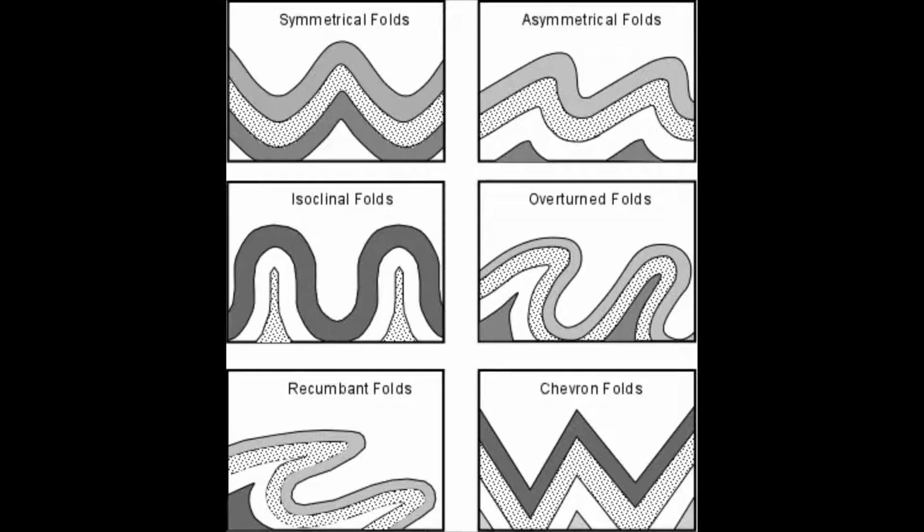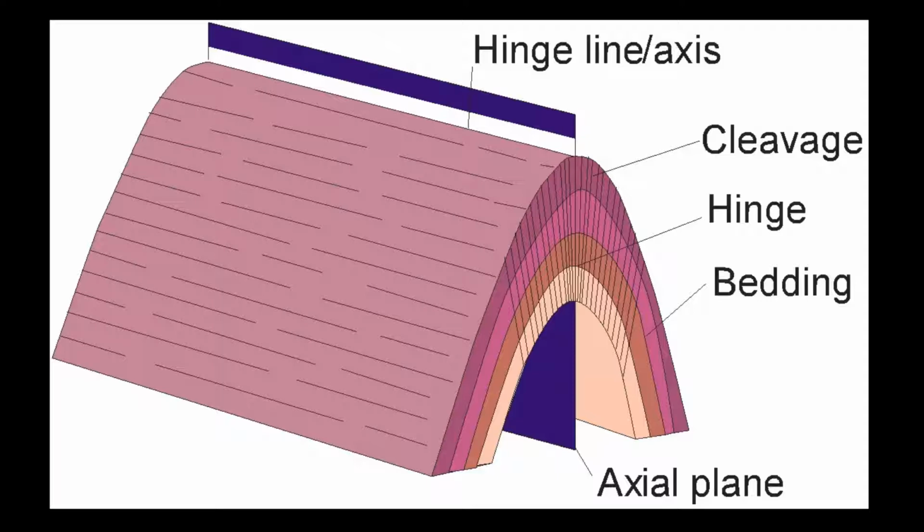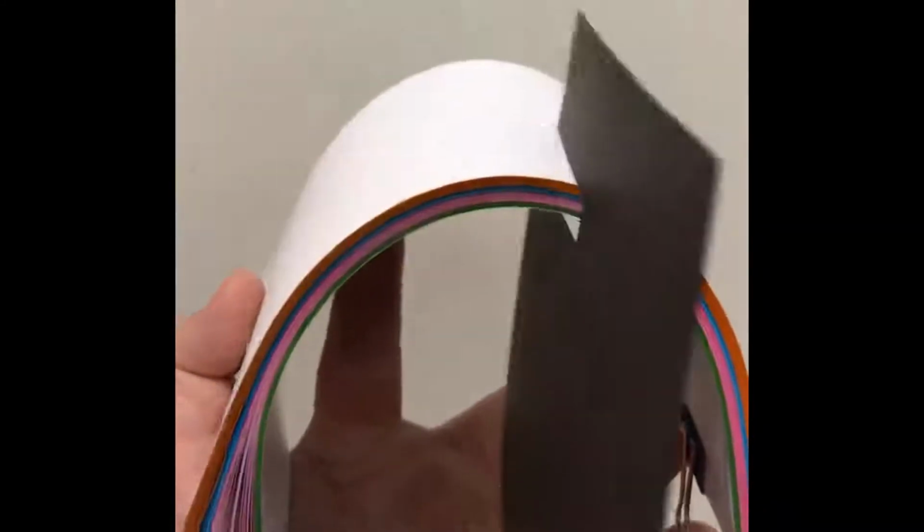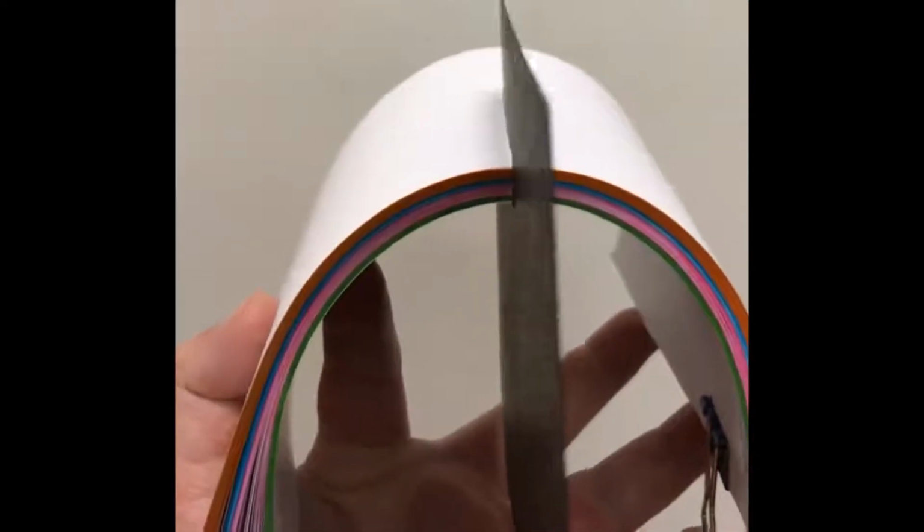All folds have an axis, a line on the hinge of the fold where the maximum curvature occurs, where the fold changes from one limb to the other. If you find the fold axis in all the successive layers that make up the fold, you define a plane in which all those axes occur, and this is known as the fold axial plane.